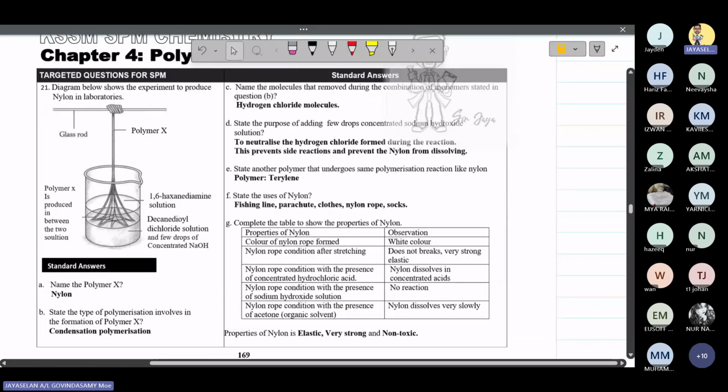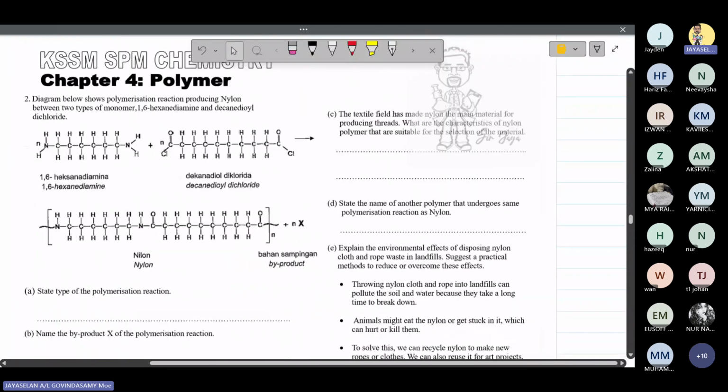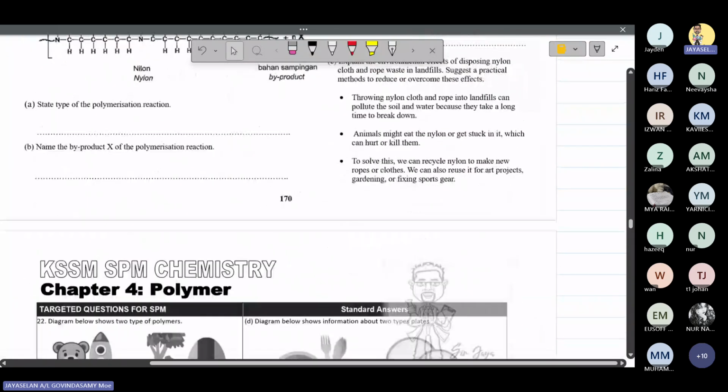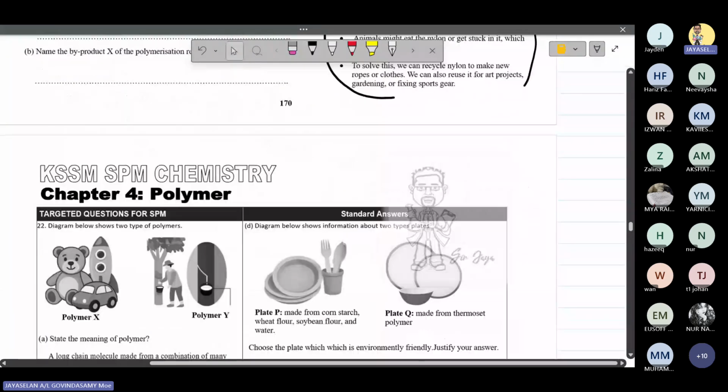Kita dah bincang, saya dah bincang nylon. Once you get nylon, condensation polymerization, ini baca properties, another polymer, terylene. Okay, so what are the properties of nylon? Elastic, very strong, non-toxic. Any question? Baca lepas tu buat soalan ni. Jawapan ada dalam buku. Baca ni, ini saya dah buat untuk kamu. Baca saja. Okay, kan eh?